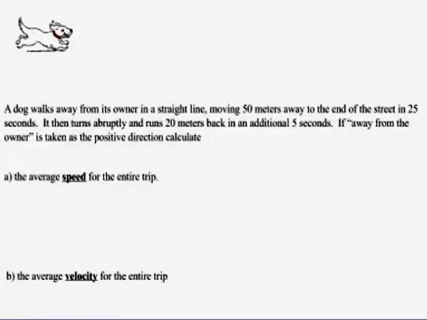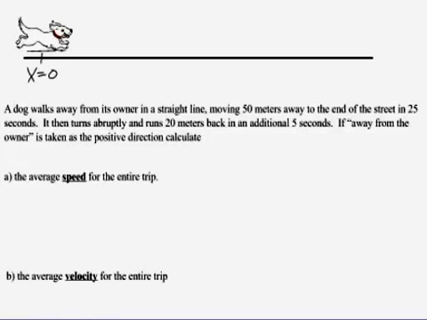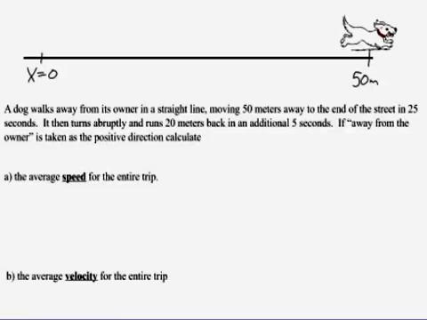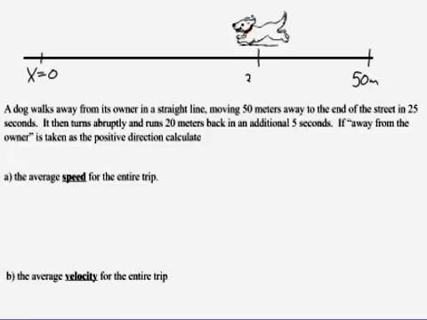So if I set this up, I will have the dog starting at a position 0. And then he takes off and runs to the end of the street, which is 50 meters away. He then runs 20 meters back towards his owner, which means that he's gone from a position of 50 meters back to a position of 30 meters. And that took an additional 5 seconds.